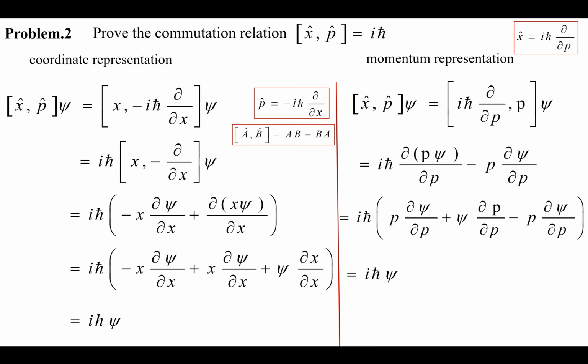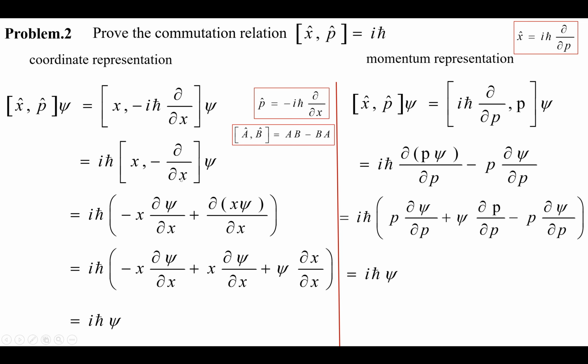So now we'll try to get the answer [x, p] equals i h-bar first by means of coordinate representation, that is by means of x. So [x, p] acting on psi will give us [x, instead of p we can substitute minus i h-bar partial d by dx] operator. We know the expression for the p operator is given as minus i h-bar partial d by dx. So you just substitute here [x, minus i h-bar partial d by dx] operating on psi. Of course i h-bar is a constant, I can pull it out. So that will give us i h-bar [x, minus partial d by dx].